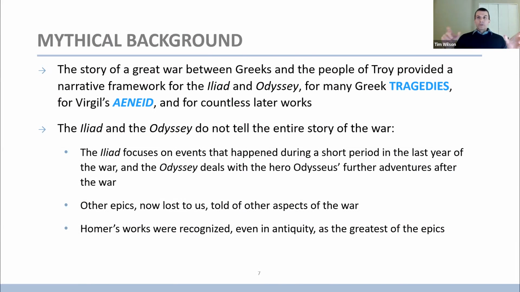I'll note that the two primary epics that we have, the Iliad and the Odyssey, don't tell the whole story of the war. So the Iliad focuses on a crucial incident in the last year of this 10-year war. And then the Odyssey depicts the wanderings of the hero Odysseus after the war. Other epics that are lost to us filled in some of the gaps and described other parts of the war or other, let's say, events before and after the war. So there are several of those epics that are now lost to us.